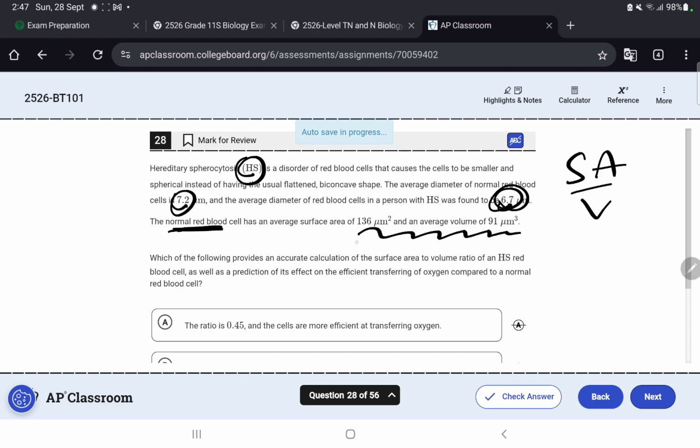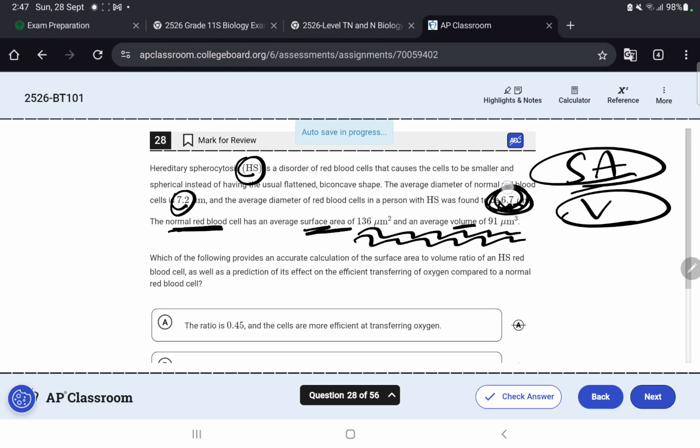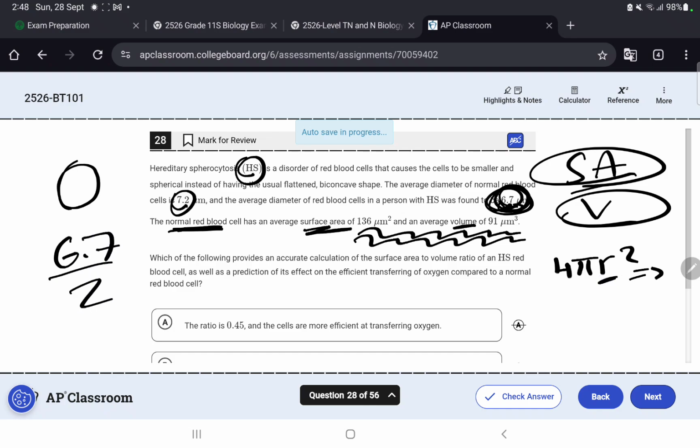The normal red blood cell, they already gave you the information here. They already gave you the surface area and the volume. But here they gave you the diameter. What do I do with the diameter? I'll tell you what to do. To find the surface area, let's take into account that a cell is a sphere. The surface area of a sphere is 4 pi r squared. You plug in the 6.7, but you don't plug in the 6.7. You divide it by 2. Why? Because it's r squared, not d.